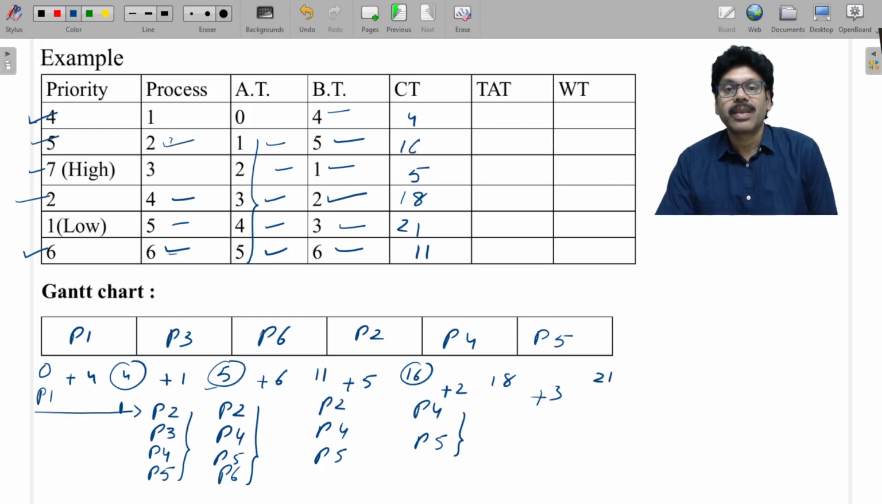So this is how to solve the priority scheduling algorithm. If at all priorities are the same, then you need to look at what? Arrival time, the lowest arrival time process, to resolve that particular conflict.